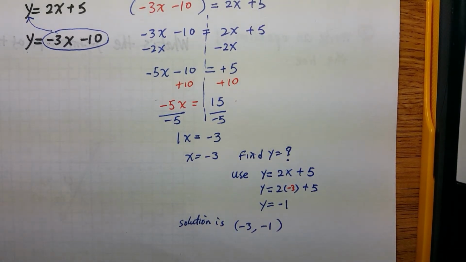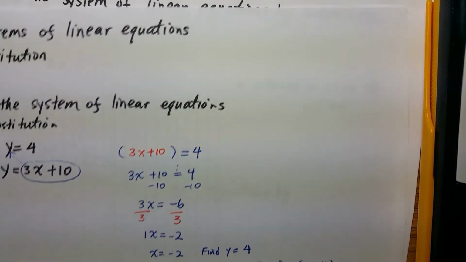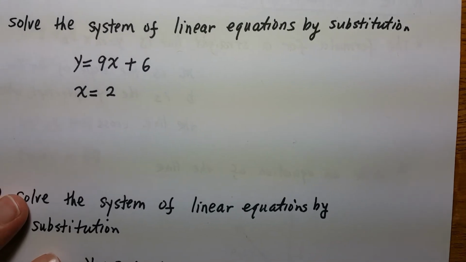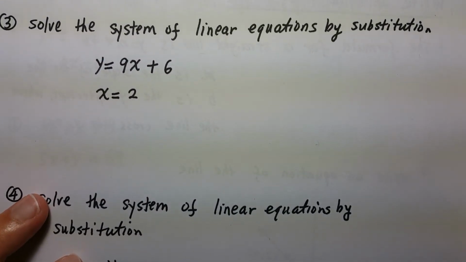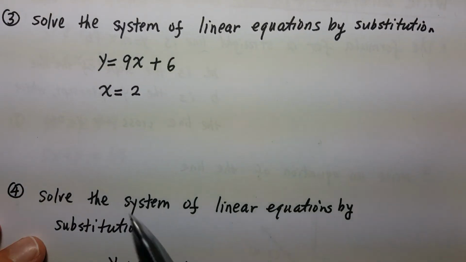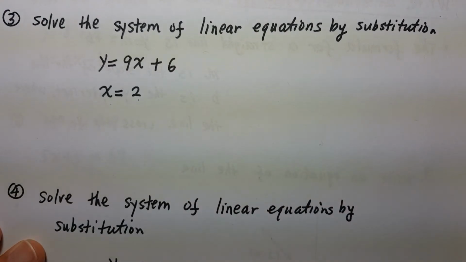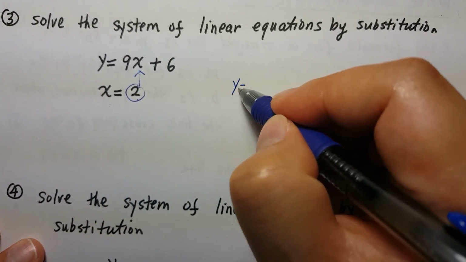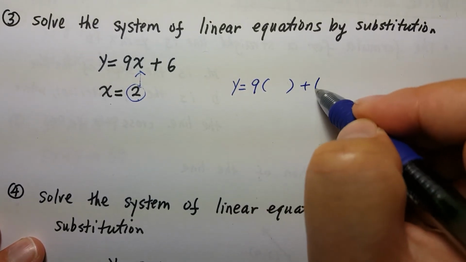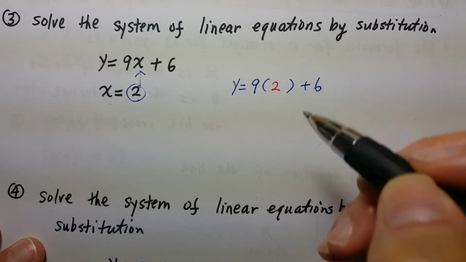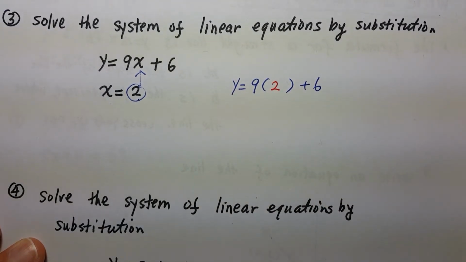Now let's go to question number 3. Solve the system of linear equations by substitution. y equals 9x plus 6, x equals 2. Oh, this one is much easier than the one before. We already have x equals 2, so we're going to substitute the 2 into this x. So y equals 9 (parentheses) plus 6, because x equals 2. So I substitute this by 2. Now we're going to get y.